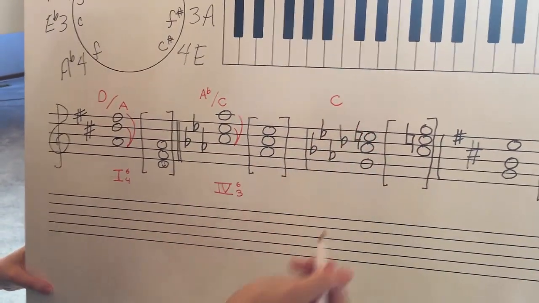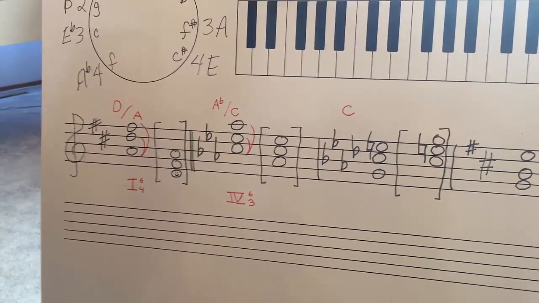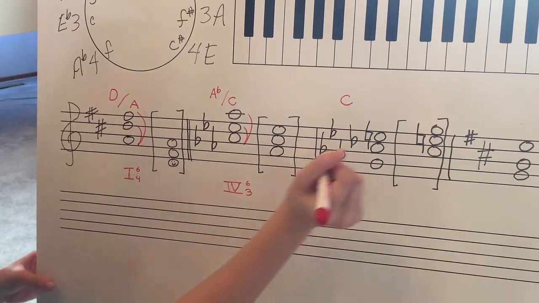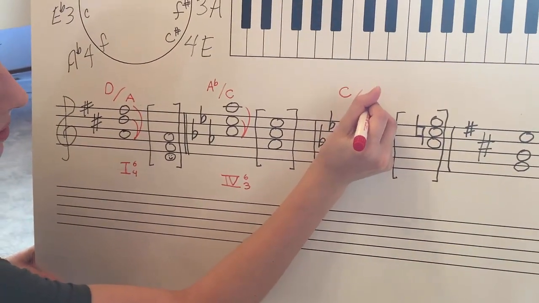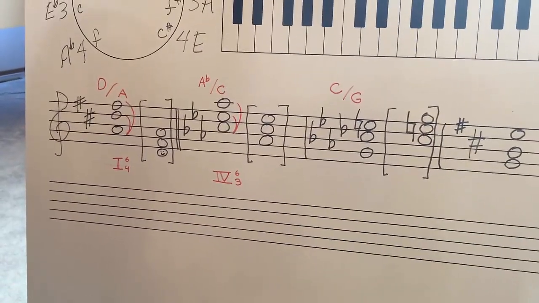Now, is C the root of your chord? No, G. G is the bottom. Okay, C is the root, but it's not in root position. So you're right. Okay, so go ahead and do your slash. And so what note is at the bottom? It's G. Perfect. Okay, so now this was the dominant.